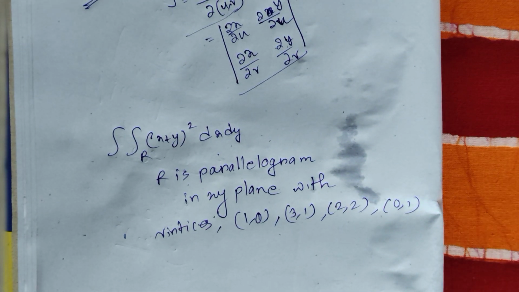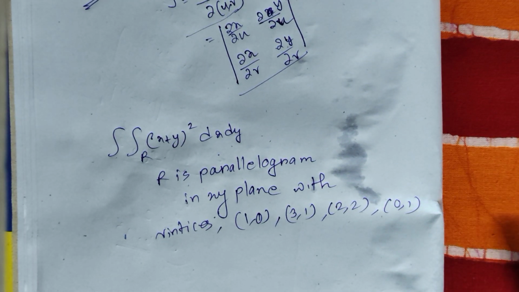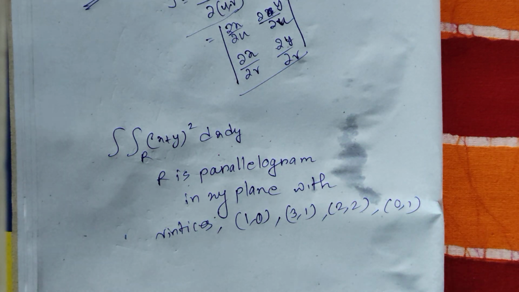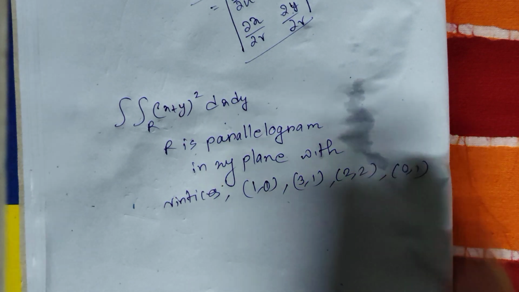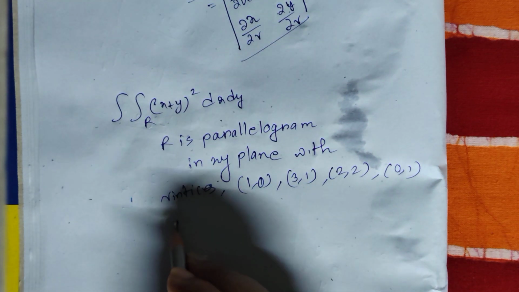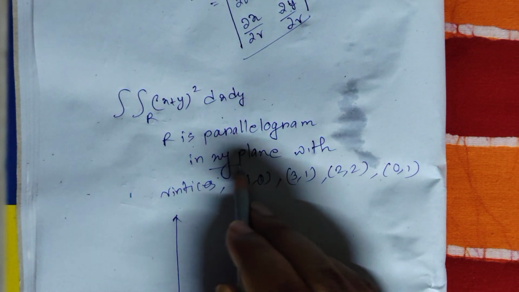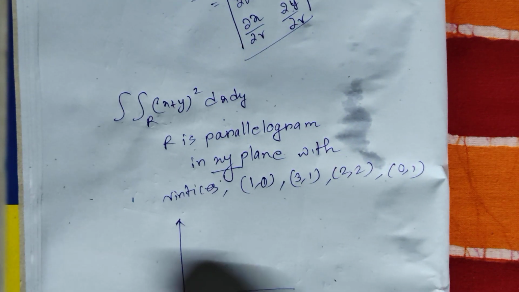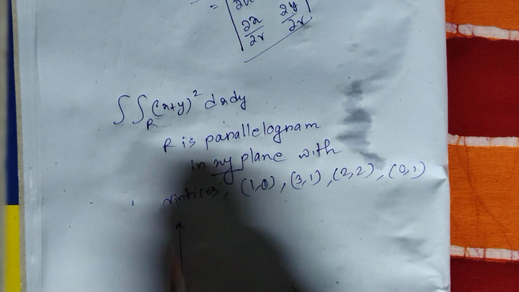This is the question, and the question is not easy. First we have to plot the graph, then we have to find the straight lines. It's a very complicated question, so let's solve it step by step. First of all, let's draw the graph. You can see it is mentioned in the question we are talking about only the xy plane, so we will deal with the first quadrant only.